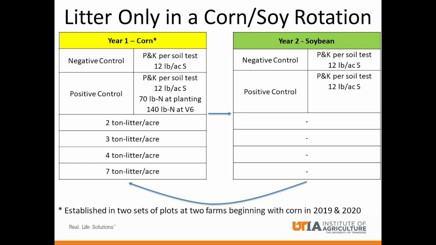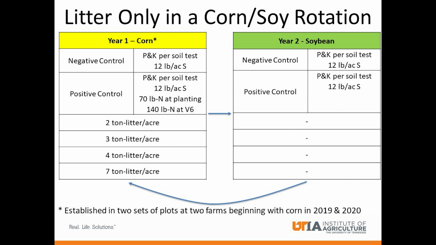That's 2 tons, 3 tons, 4 tons, and 7 tons an acre. That's year 1 in corn. And then in year 2 for soybeans, we retest for those plots that are the positive and negative controls. And if they need phosphorus and potassium, we obviously add those again, so no nitrogen on the soybeans. And then we rotate those.